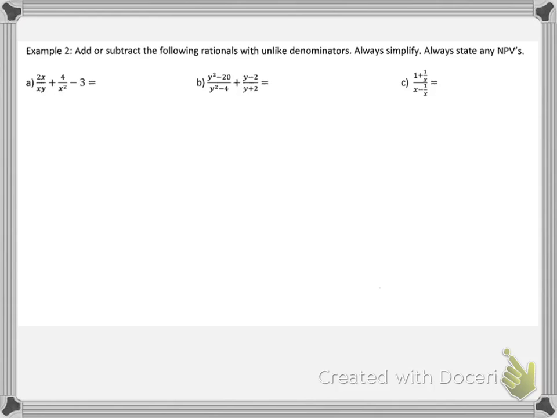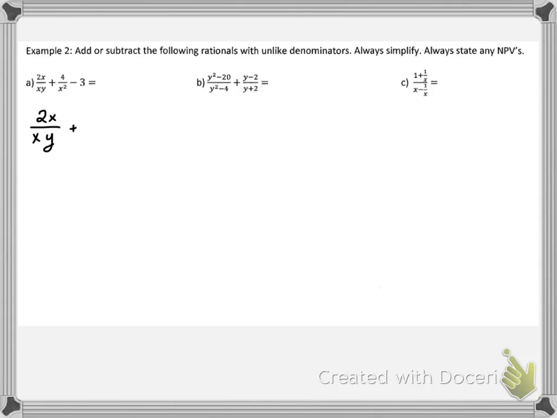On our last slide, we have example 2, subtracting the following rationals with unlike denominators. Always simplify, always state any non-permissible values. Now 2x over xy plus 4 over x squared minus 3. I'm going to think of that bottom as not x squared, but x times x. That way it'll enable us to see a little bit better what we have to do.